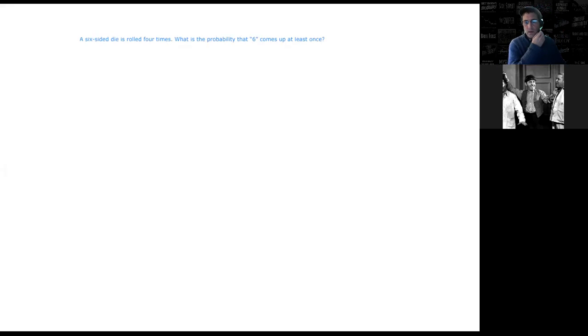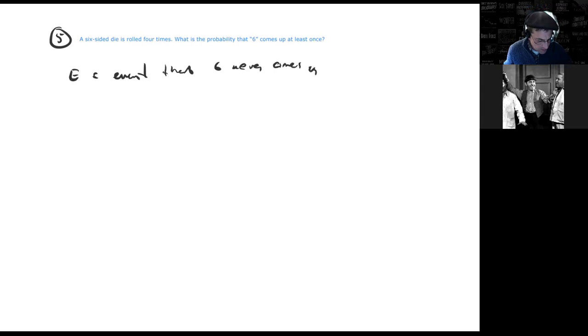Okay, so this is problem number 5, I believe. A 6-sided die is rolled 4 times. What's the probability that 6 comes up at least once? Okay, so let E be, first of all, the event that 6 never comes up in four times, right?